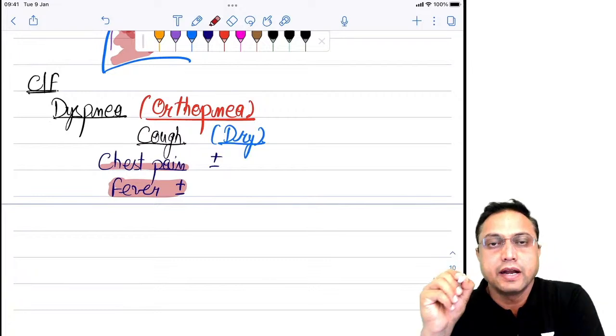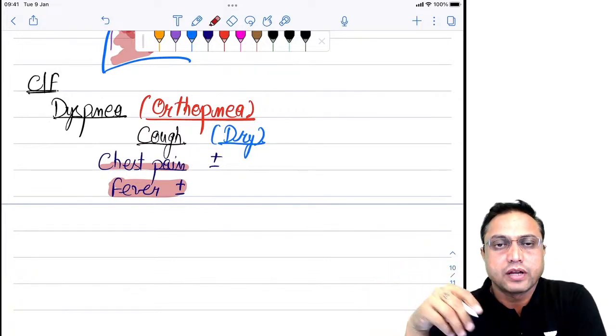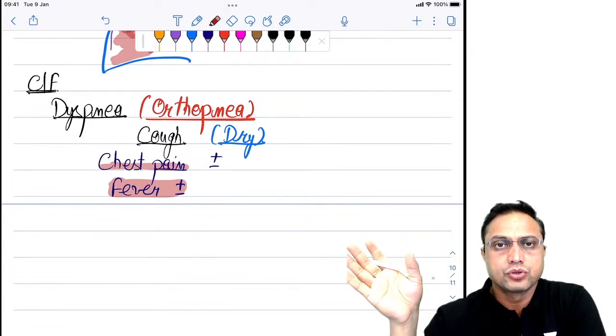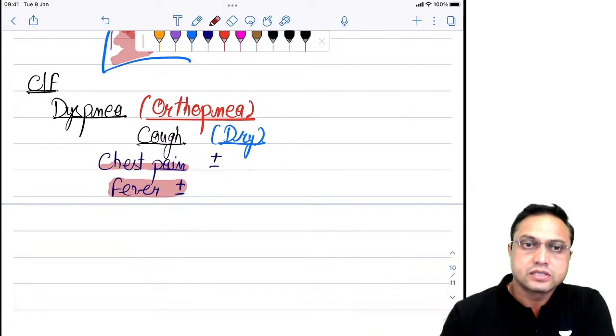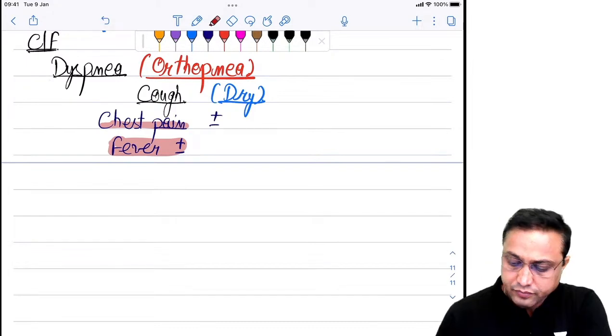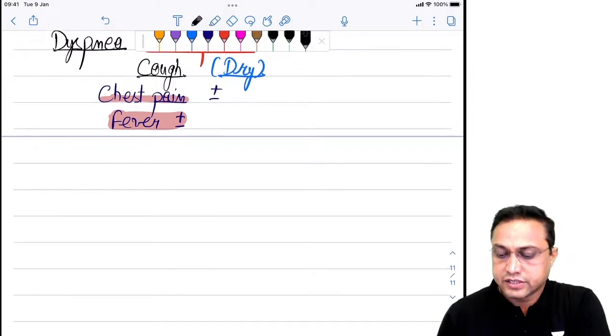If in an MCQ it is written the patient is febrile, or the patient is having a history of temperature, then definitely you are going to think about exudative pleural effusion. Then my dear friend, this clue is going to help you a lot, right? Apart from this, there can be shifting of the mediastinum.